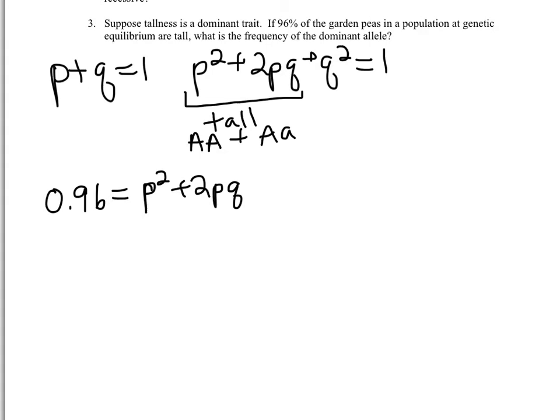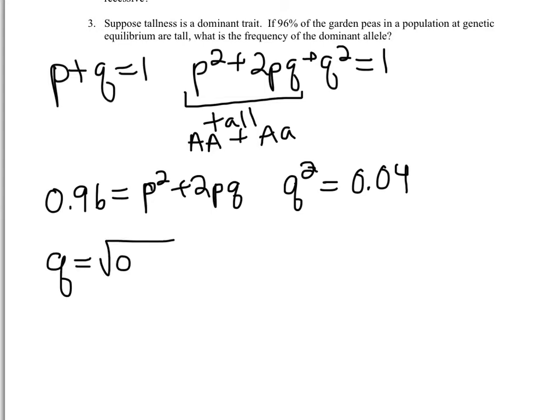So we can't do much with that. But what we can do is the non-tall plants, the short plants, the frequency of those. So that must mean the frequency of the short plants is everything else, the rest from 96, so that's 0.04. So 4% of the population is short. And this is what we're really going to use here. So we take the square root to find q. So q equals the square root of 0.04, and that's going to equal 0.2.